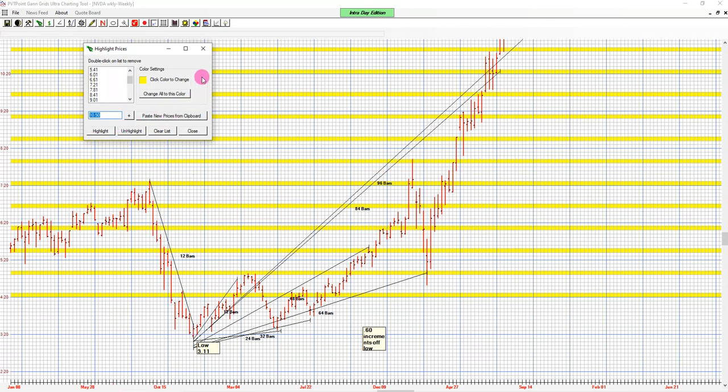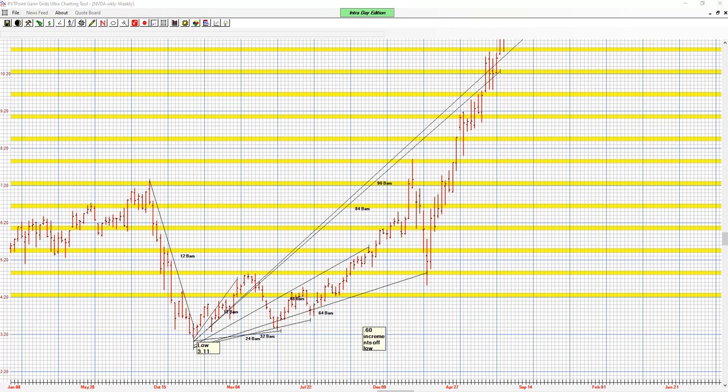The other thing you can do, which I do a lot, is I have price calculations built into Excel. I get my price calculations. Excel does a quick calc, gives me the levels. I copy them, and then you can paste them right into this box, and then it'll highlight those as well. So this is a really nice feature for being able to look at differing price levels.